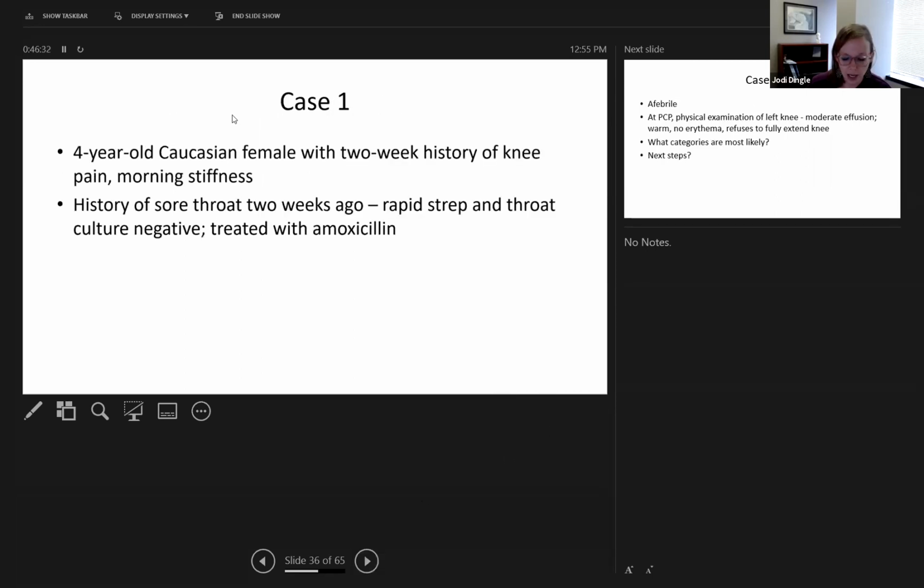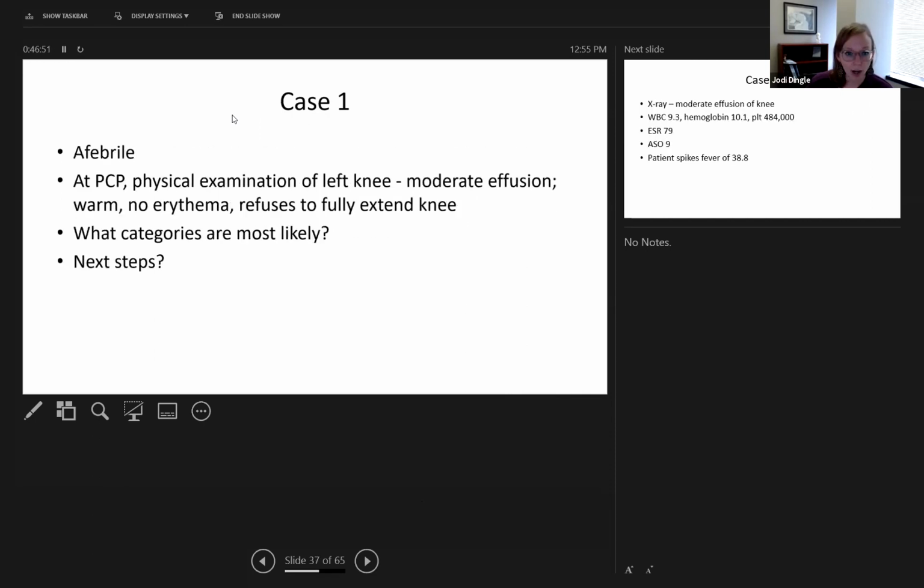So case one, this is a 4-year-old girl who has a 2-week history of knee pain and morning stiffness. She had a sore throat a couple weeks ago, but her rapid strep and throat culture were negative, but they treated her with amoxicillin anyway. She's been afebrile. At her PCP, they examined her knee and thought that she had an effusion, thought that it was warm. She didn't have any erythema, but she wouldn't fully extend her knee. So somebody throw out there what categories you think are most likely and what you would do next.